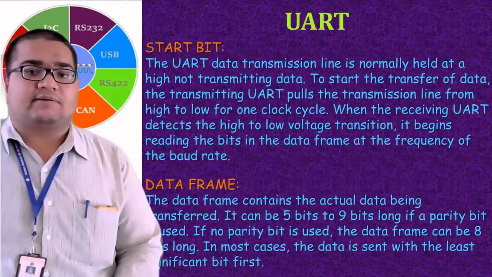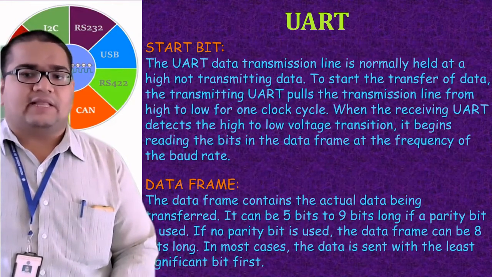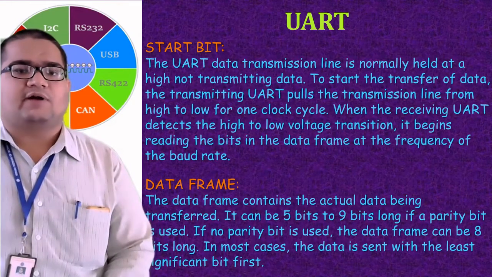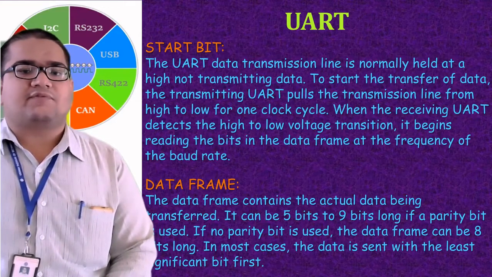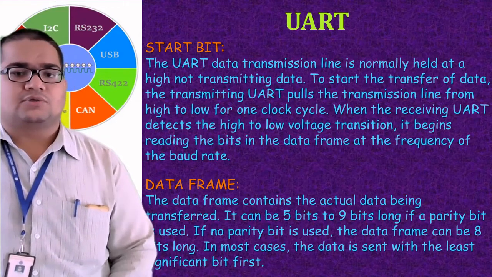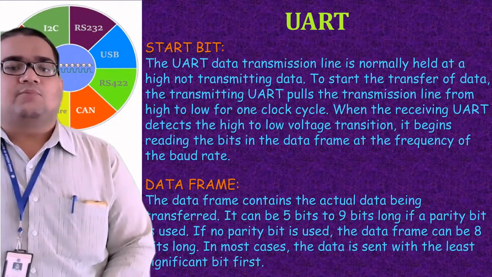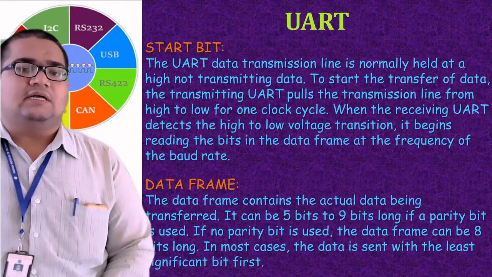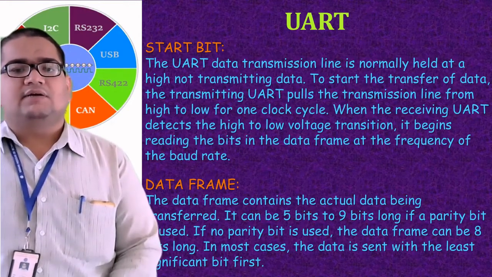The data frame contains the actual data being transferred. It can be 5 to 9 bits in length. If no parity bit is used, the data frame can be 8 bits long also. The standard is 8 bits long. In most cases, the data is sent with the least significant bit first. The LS bit will be sent first.